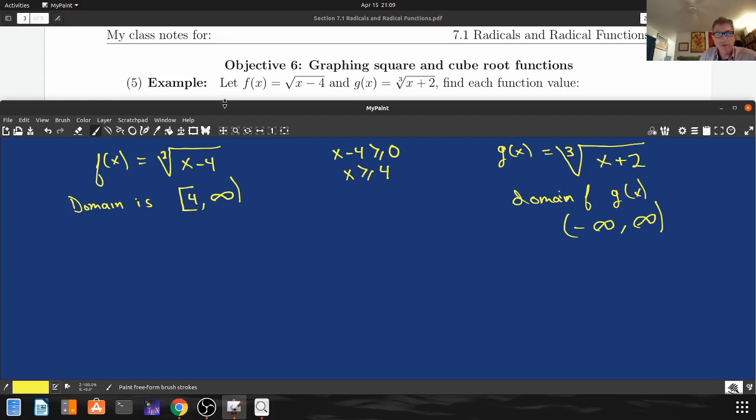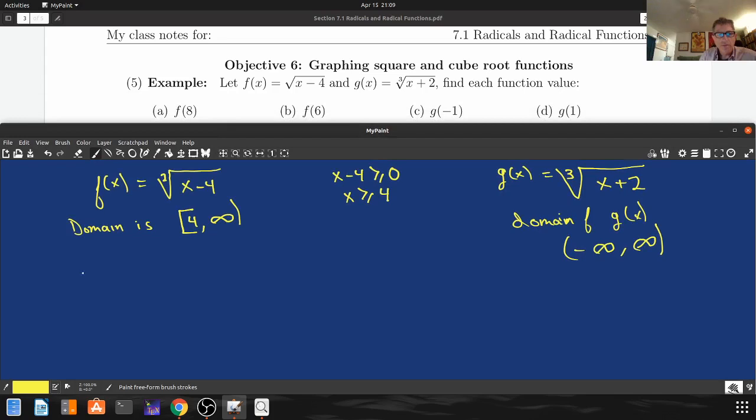So we're asked to find f of 8. 8 is greater than 4, so it's in the domain. So that's the square root of 8 minus 4, which is equal to the square root of 2. And for our class, you would just leave it like that. Sorry, I'm talking and not thinking. That's the square root of 4. 8 minus 4 is 4. And that is equal to 2.